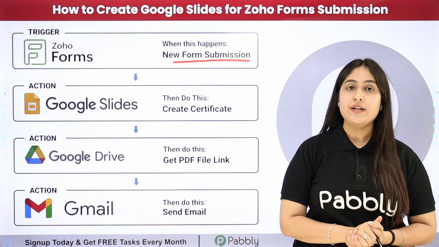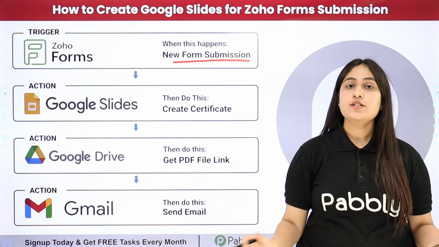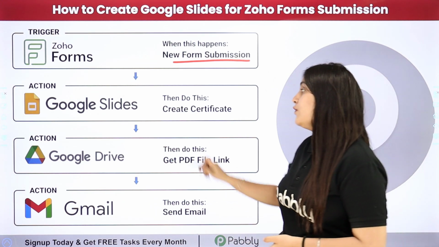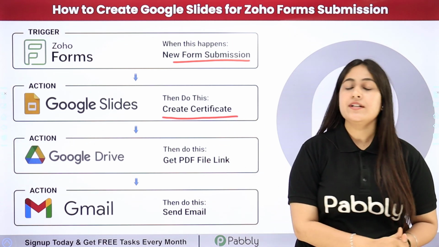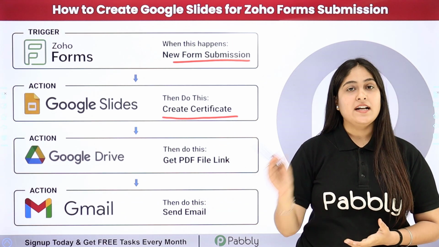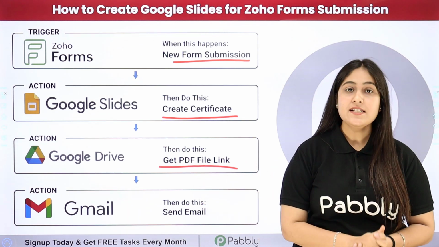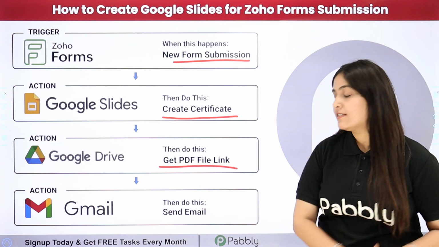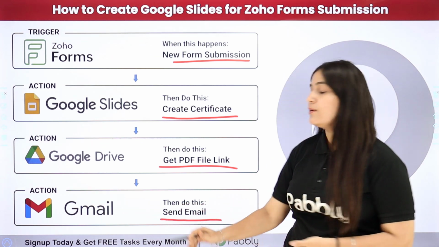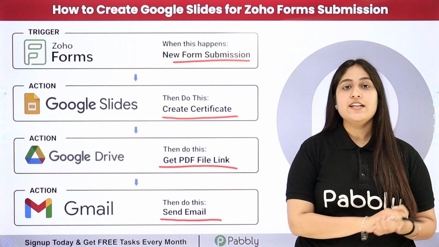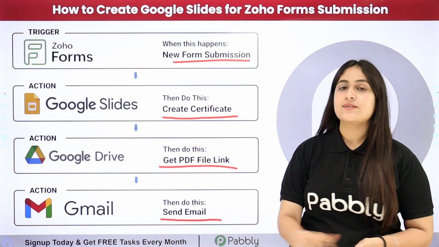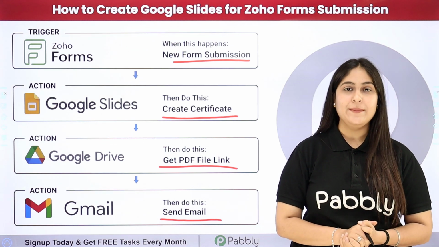whenever I receive a new feedback from my participant, then automatically using their details a new workshop completion certificate should be generated using a Google Slides template, and after that automatically a PDF file link should be generated for that certificate, and after that automatically that certificate should be mailed to my participant using Gmail. So here to build this connection, I need to connect these applications using an automation software named Pabbly Connect.